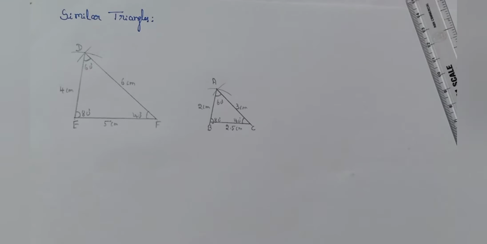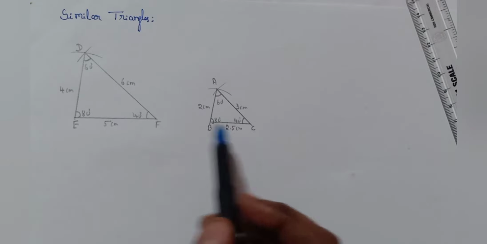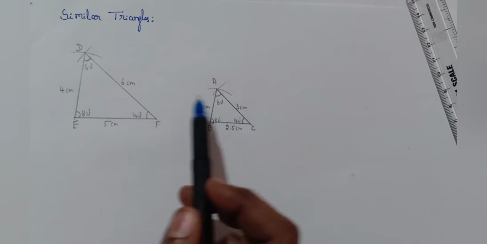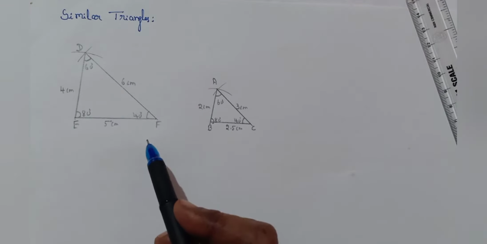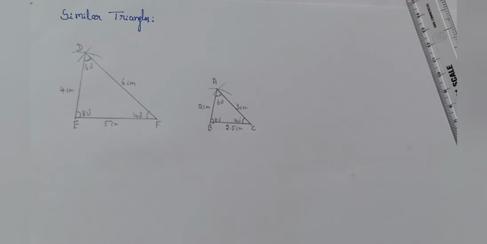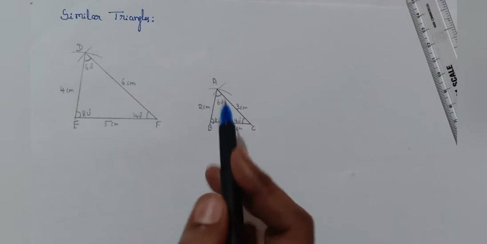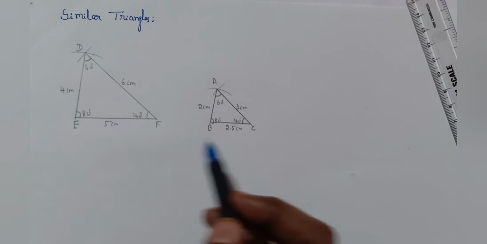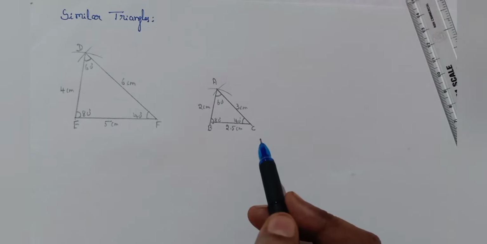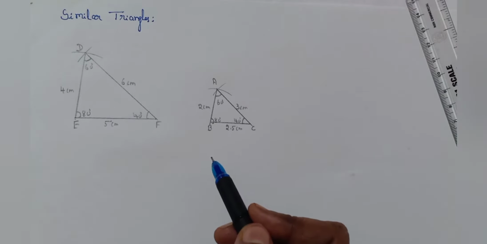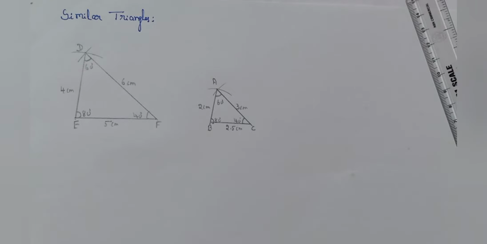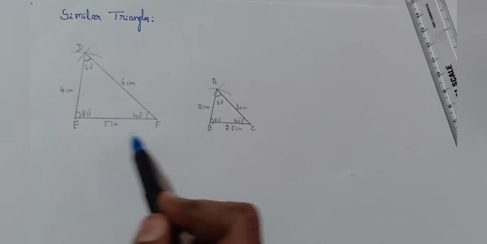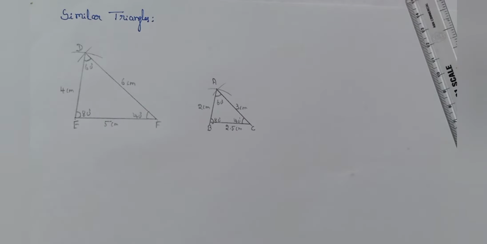Consider two equiangular triangles. Here, in triangle ABC and triangle DEF, angle A is equal to angle D, angle B is equal to angle E, and angle C is equal to angle F. Here A and D are the corresponding angles, B and E are the corresponding angles, and C and F are the corresponding angles. If the corresponding angles of the two triangles are equal, then the two triangles are called equiangular triangles. So, triangle ABC and triangle DEF are equiangular triangles.